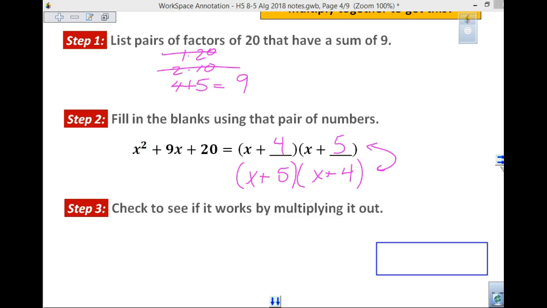And some of you did this on your quiz. When you factored it, you multiplied it back out to see if it worked. If I'm multiplying x times x gives us x squared. This is going to be a plus 4x. This is going to be 5x. By adding 4x plus 5x, I get 9x. And 5 times 4 gives me 20, so it checks. So you can always multiply it back out, just like we did our multiplying, using the box, FOIL, double distributive property to check your answer.